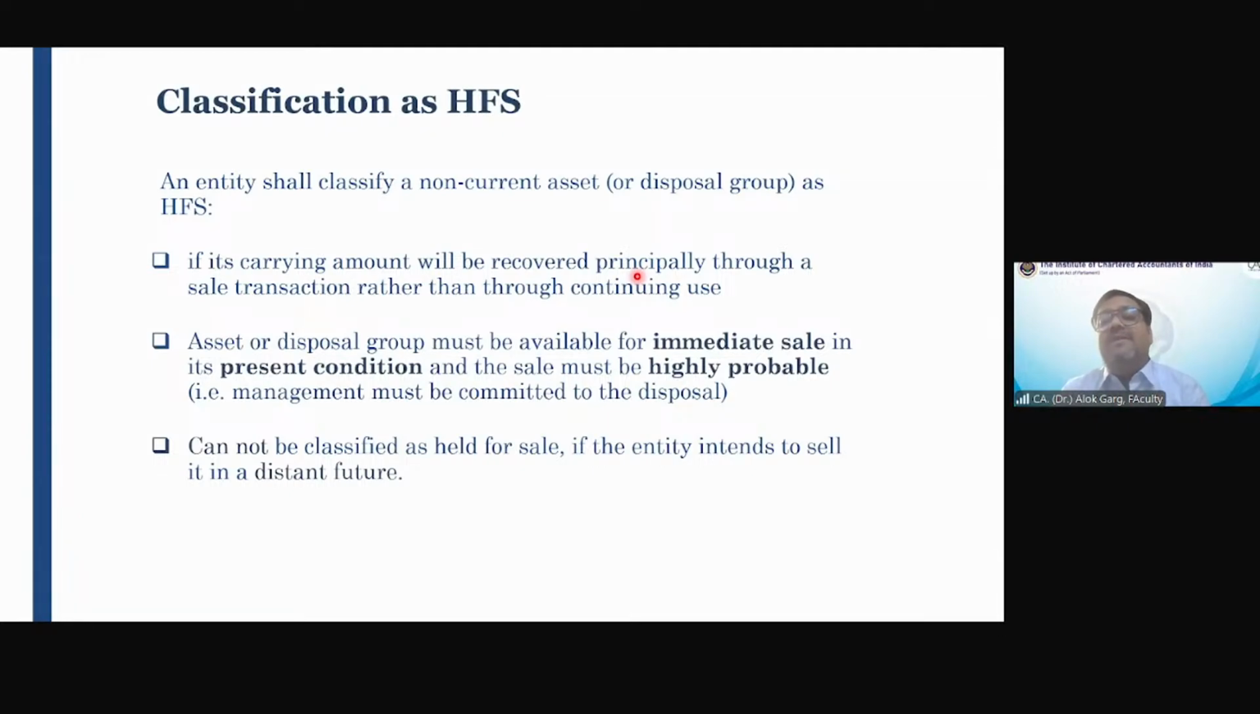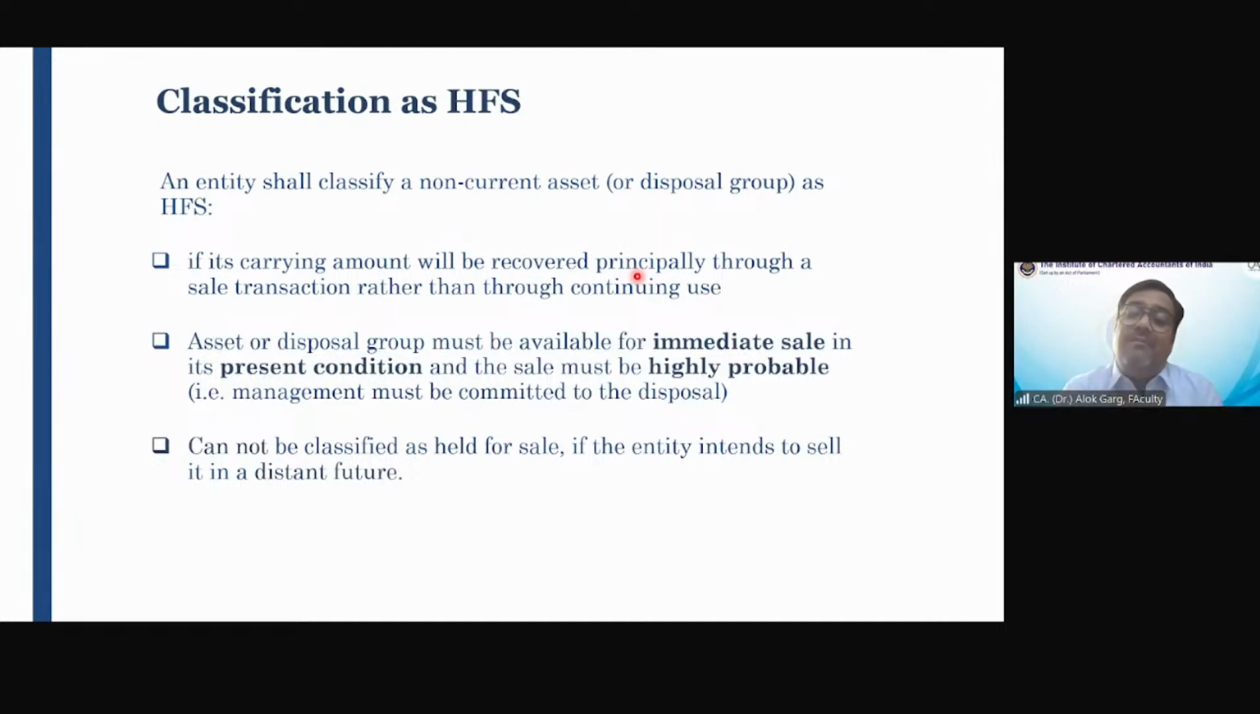Sir, what is ISPC? That asset or group of assets has to be available for immediate sale in present condition. Immediate sale in present condition.